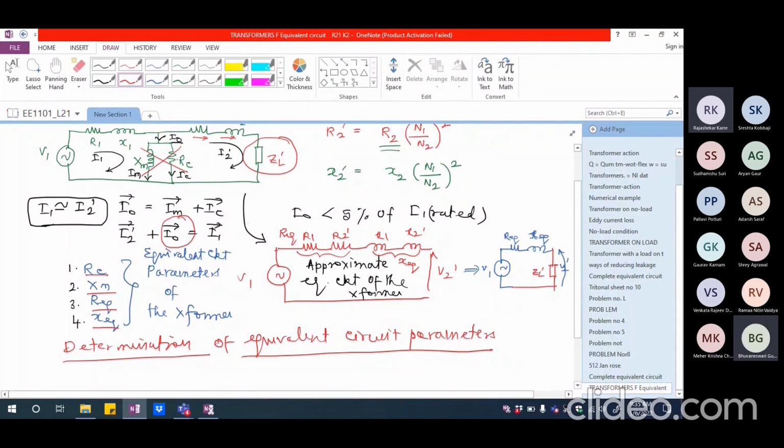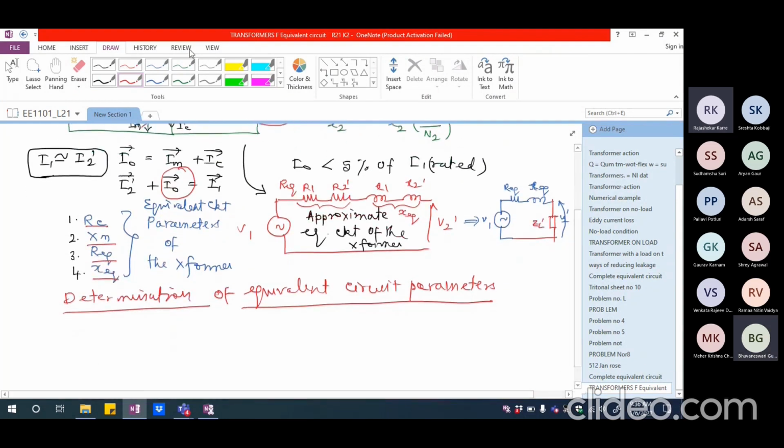So if I want to know what kind of core losses are incurred in the transformer, and what kind of magnetizing current is drawn by the transformer, then the easiest way to do that is to keep the secondary on open circuit. So the first and foremost test normally we do on any transformer, if I want to determine the parameters, is the open circuit test, or it is also called the no load test. This is the first test normally we will perform on any transformer.